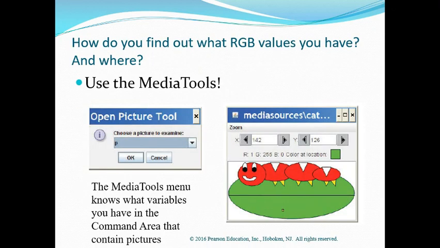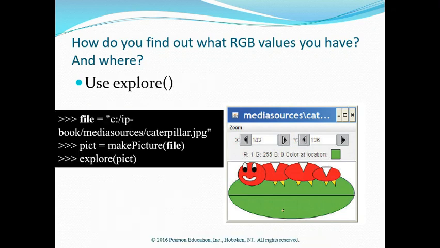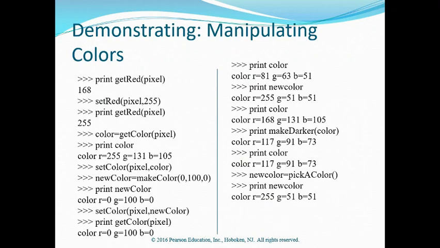So how do you find out what RGB values you have and where? We can use media tools. The media tools menu knows what variables you have in the command area that contain a picture. So we see open picture tool, where we choose a picture to examine. We can also use the explore function, which explores our picture, like the example that we did.